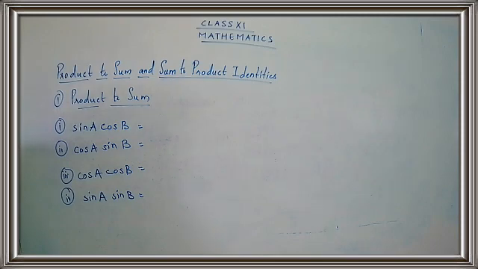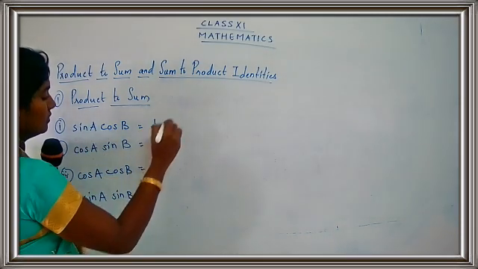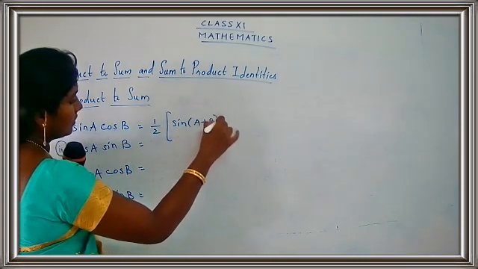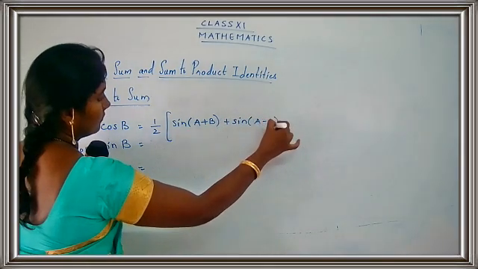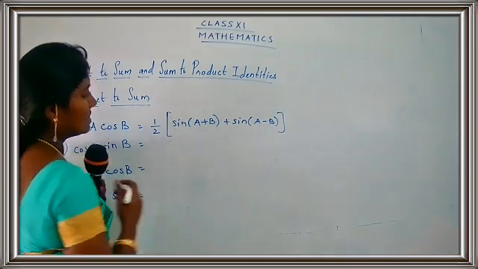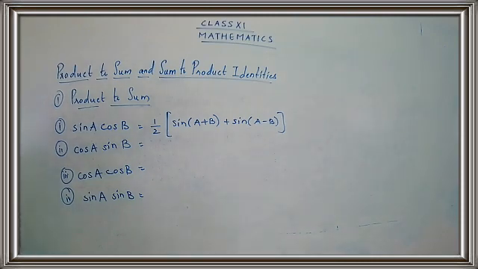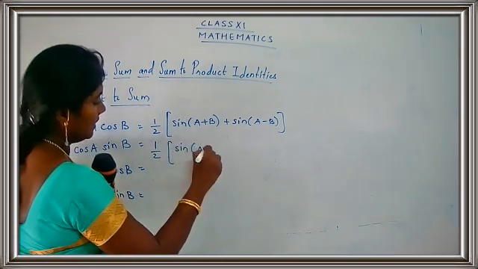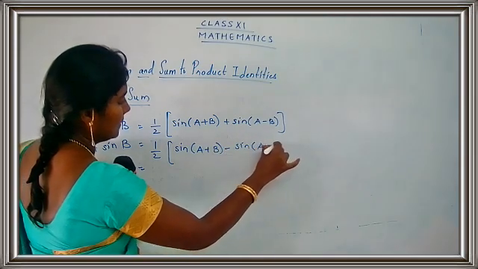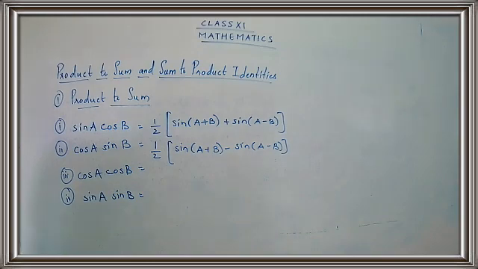Just see the first one, sin A cos B is equal to half of sin A plus B plus sin A minus B. For the next one, it's the same formula, only a change in the sign: you get half of sin A plus B minus sin A minus B. And the next one, cos A sin B, is half of sin A plus B minus sin A minus B. So it is very easy to remember the first two formulas.